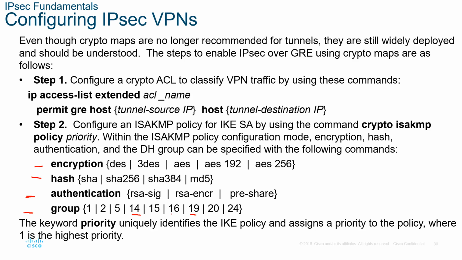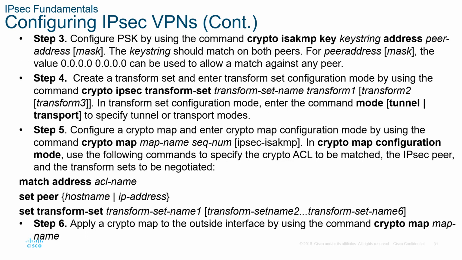So that's step 1, that's step 2. Step 3 will be configuring the pre-shared key by using the appropriate command. Step 4 will be creating a transform set and entering transform set configuration. Step 5 will be configuring a crypto map and entering the crypto map configuration. And you'd be again doing an ACL to match the addresses, set the peers, set the transform set. And lastly, you'd be applying a crypto map to the outside interface by using the appropriate crypto map command.